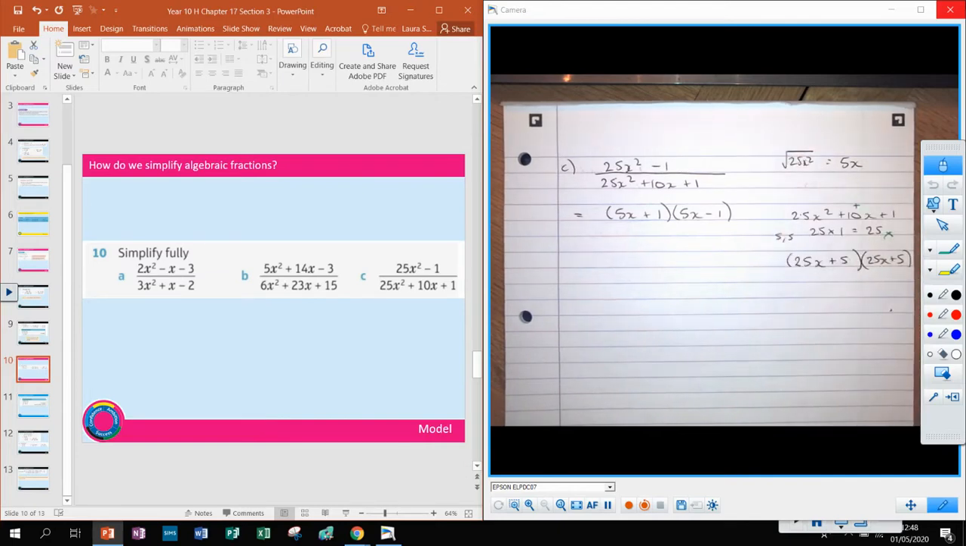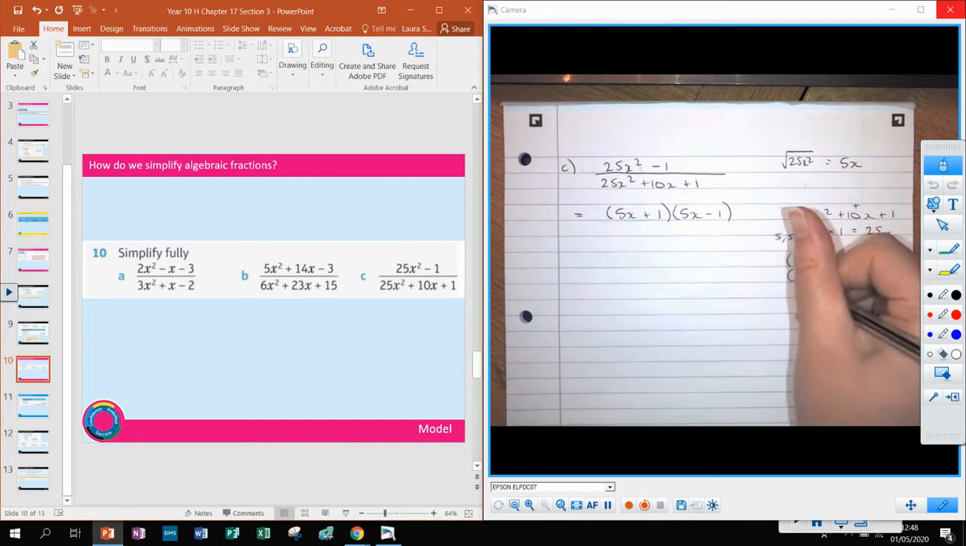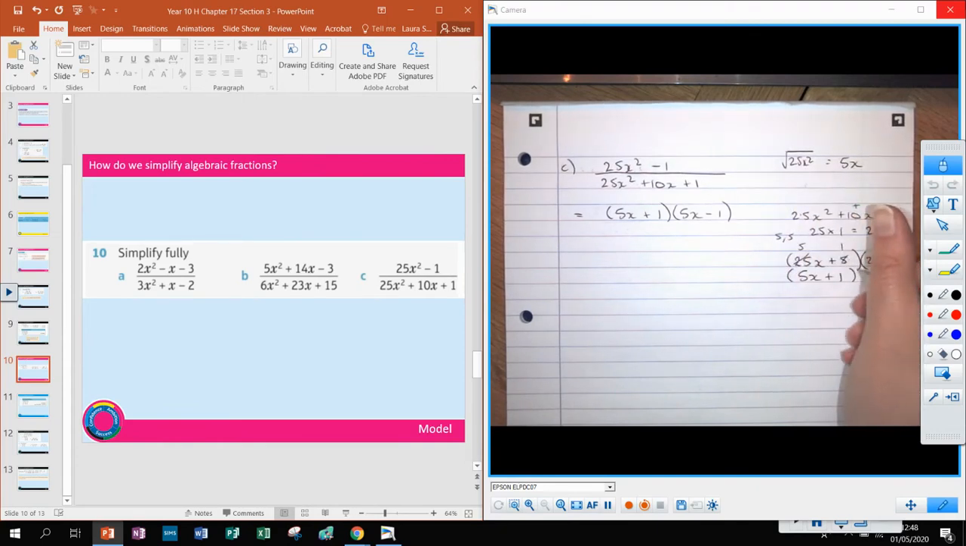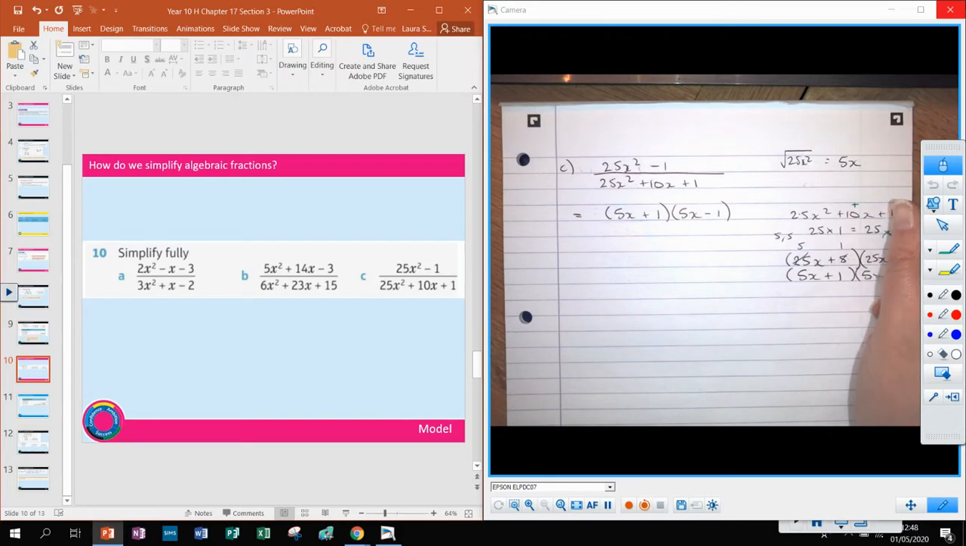Now they both cancel down. Okay, so we need to do that. And that is going to give us, when I divide by 5, 5x plus 1, because that became a 5 and a 1. And this one here also becomes 5x plus 1. Okay, because that becomes a 5 and a 1.